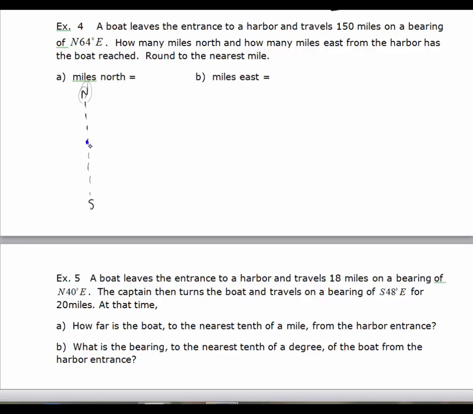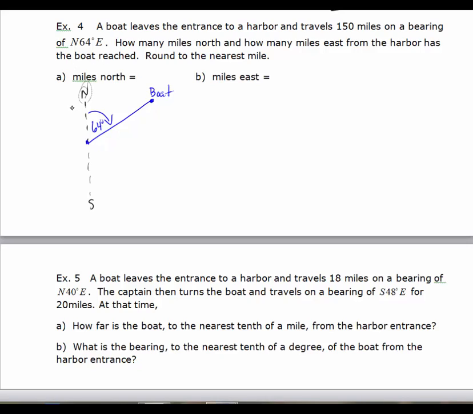The angle is going to be 64 degrees, and you don't have to draw it perfectly, just as long as you label it correctly. This angle right here is 64 degrees. We've gone to the right of the north, so this is where the boat is now. The question is, how many miles north and how many miles east from the harbor has the boat reached?